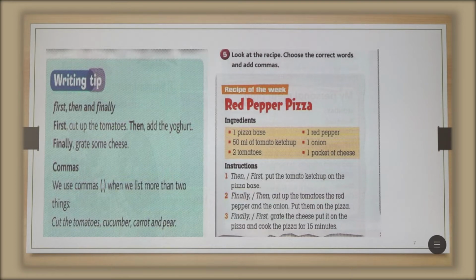So here you have a recipe. You're going to try to choose the correct words and add commas to the text. So we have a red pepper pizza. Ingredients: 1 pizza base, 50 milliliters of tomato ketchup, 2 tomatoes, 1 red pepper, 1 onion, 1 packet of cheese. So these are the ingredients, right? Now, the instructions, how to do it.